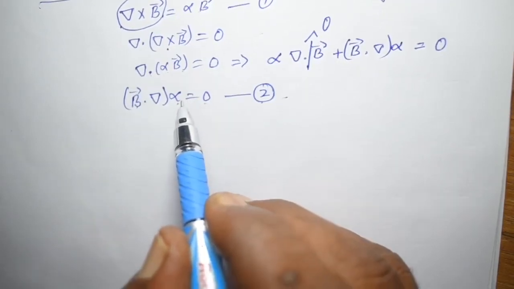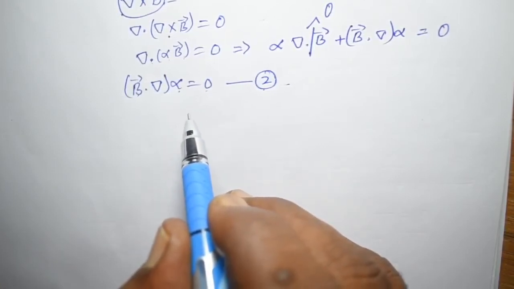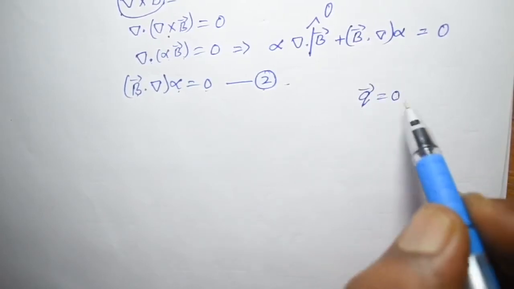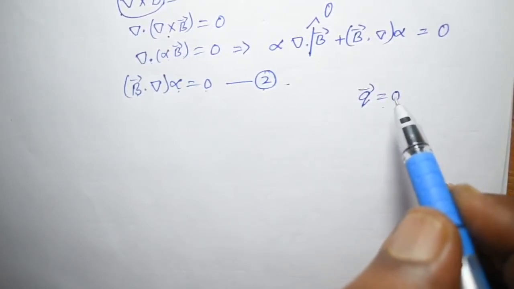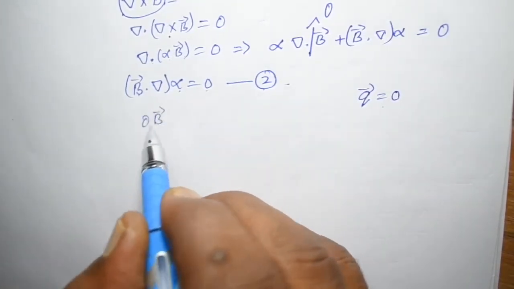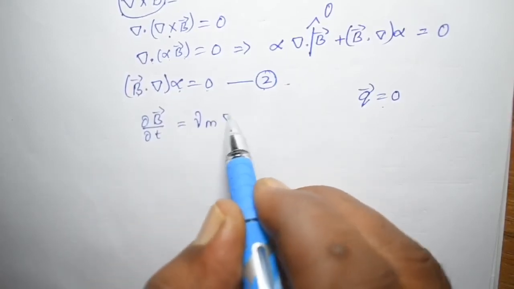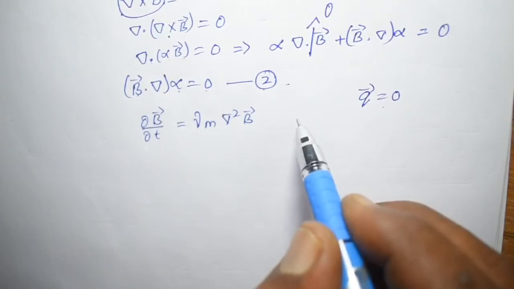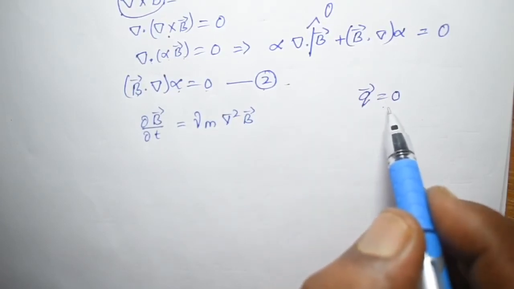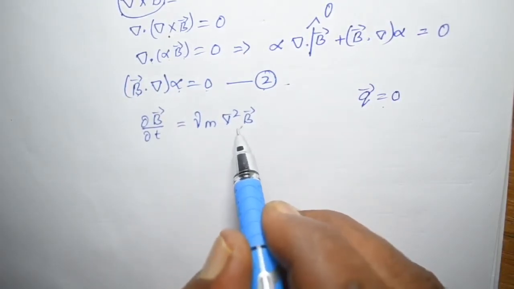Now, the magnetic induction equation for magnetostatics. Magnetostatics means the velocity term must be 0. For that, the magnetic induction equation is del B by del t is equal to nu m into del square B, because del cross u cross B is equal to 0 as the velocity term is 0. That's why the magnetic induction equation is simply given like this.